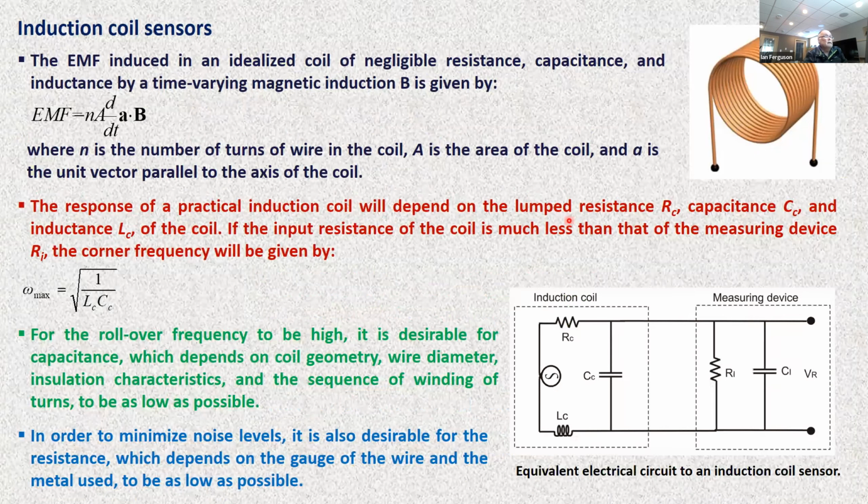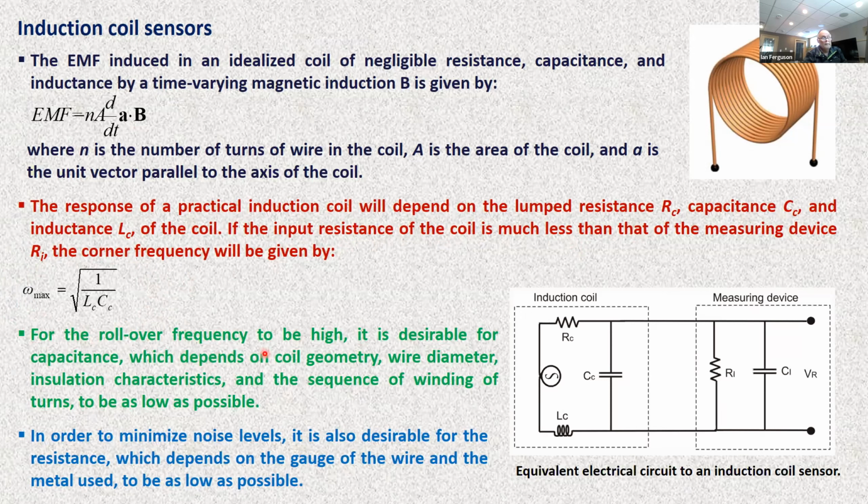Okay, induction coils. The principle's, of course, simple. The voltage or EMF induced in a coil is proportional to the effective area times the rate of change of the magnetic field parallel to the coil axis. However, the practical response is also going to depend on the lumped resistance, capacitance, and inductance of the coil. And as long as the input resistance of the coil is much less than the measuring device, the corner frequency will be given by this formula here. There will be a drop-off in the high frequency response after frequencies above this value.